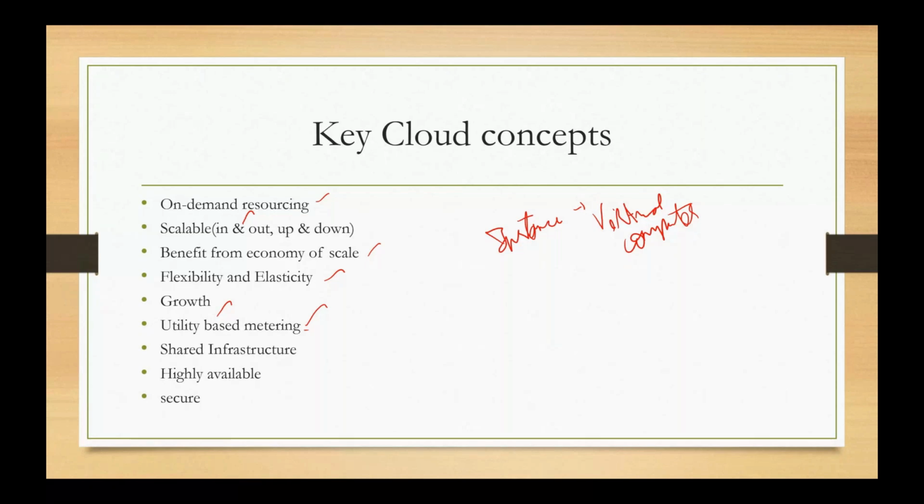Shared infrastructure, as we already told, means one system is used by many people. That is shared infrastructure. And highly available. What does highly available mean? It is available 24 hours, whenever we need. All the data will be available 24 by 7.